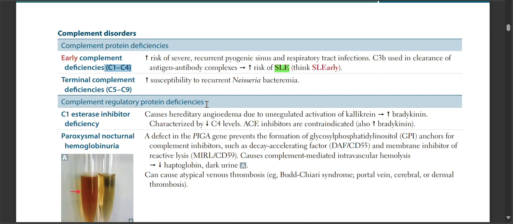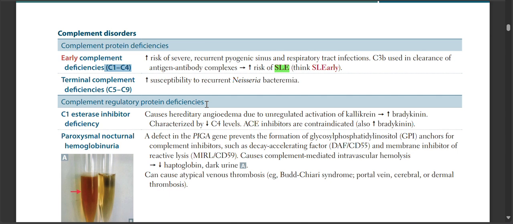Now, what is another classic rash? Except for malar, you have another classic rash for SLE. Discoid rash. Yeah, discoid rash. So those are two: malar rash and discoid rash. These are the two buzzwords you need to remember for SLE.